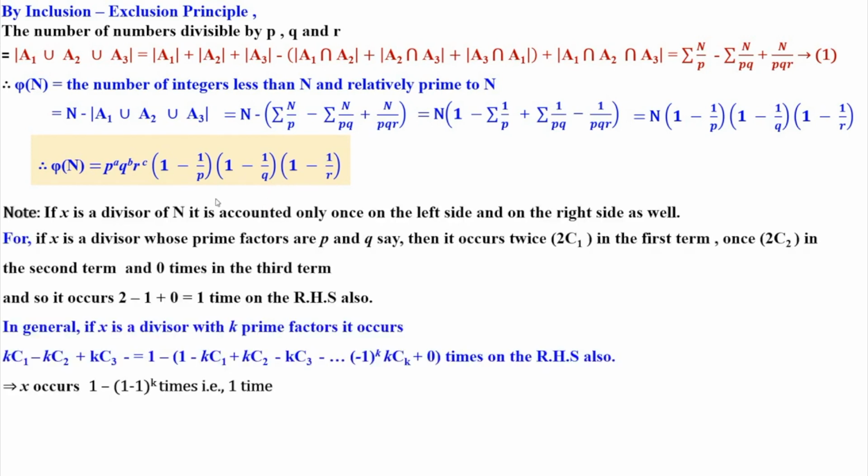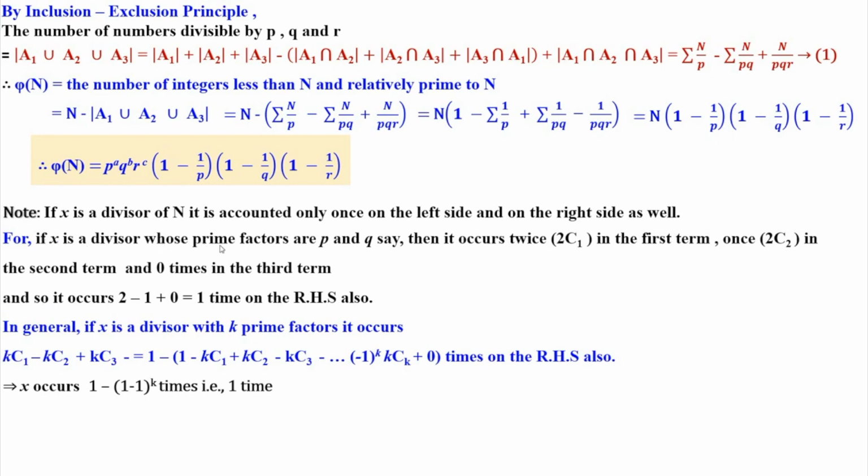Now in this we also note one more thing, that if x is a divisor of n, it is accounted only once on the left side. That is, when we consider n, any divisor is counted only once. So now we have to ensure that it is also counted only once on the right side. For which this is the explanation.